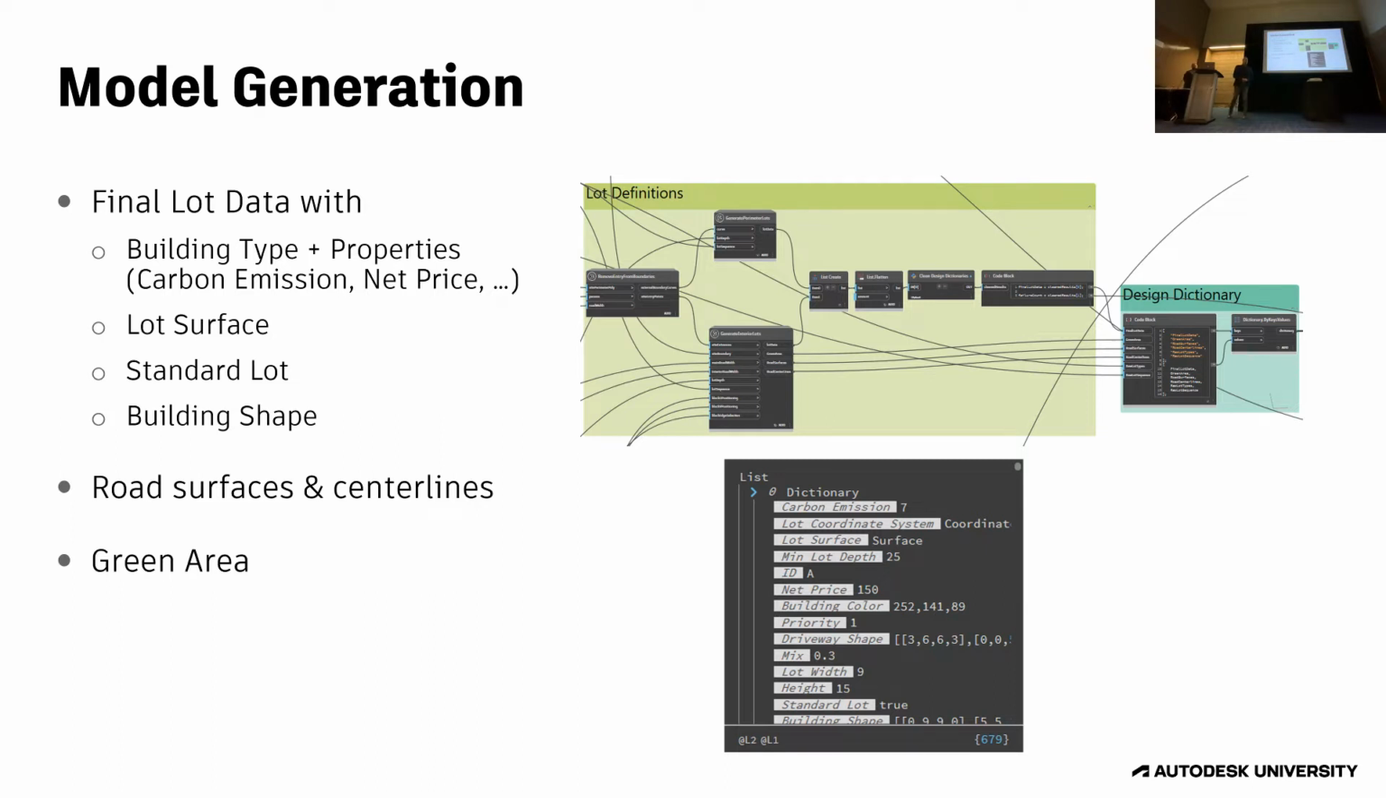The carbon emission, for instance, of each of those lots. So each lot has a house type on it. Each house type represents a bit of a carbon emission. The net price, all stuff like the lot surface. So what surface has been generated in here? What is the size of it? And all kinds of other parts that are in there, also objects itself. So afterwards, we can process all that data coming from that dictionary and do several other things with it, such as the analysis and the visualization, which we will come to a bit later.